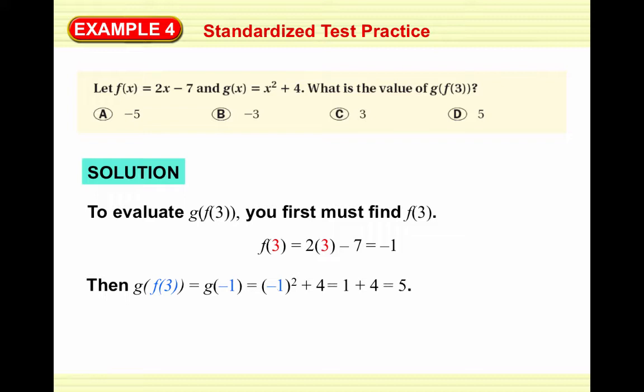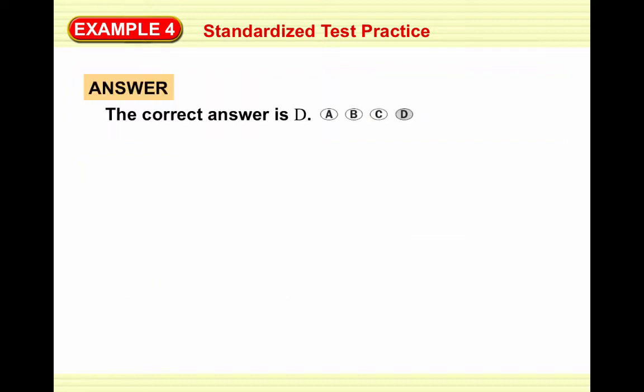Okay, so what this means is when you take 3 and plug it into f and take that result and plug it into g, you get 5. g of f of 3 is equal to 5. So the correct answer is D.